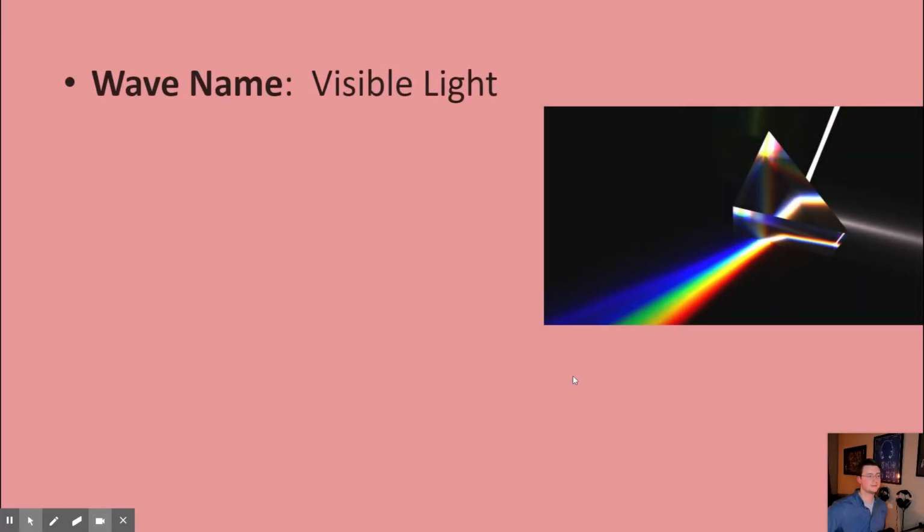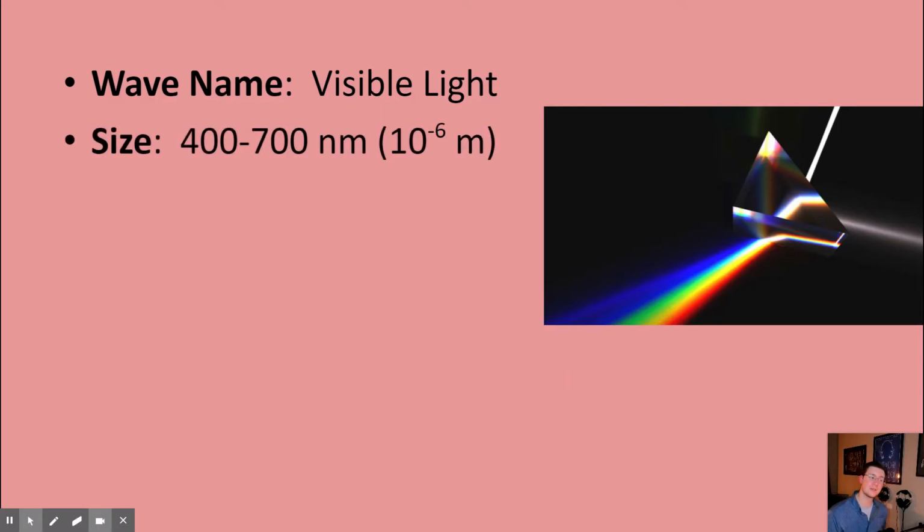Next one, visible light. This is the one you know the best because that's how you're watching this video. You're looking at your screen and you're getting visual information, so you're able to get that info. This is how we interact and see with the world. Now these, we're getting small, 10 to the negative 6, smaller than those microwaves, and the general range that we see is 400 to 700 nanometers.